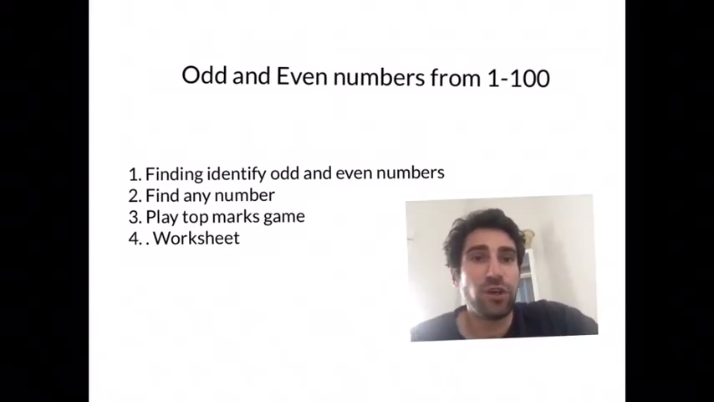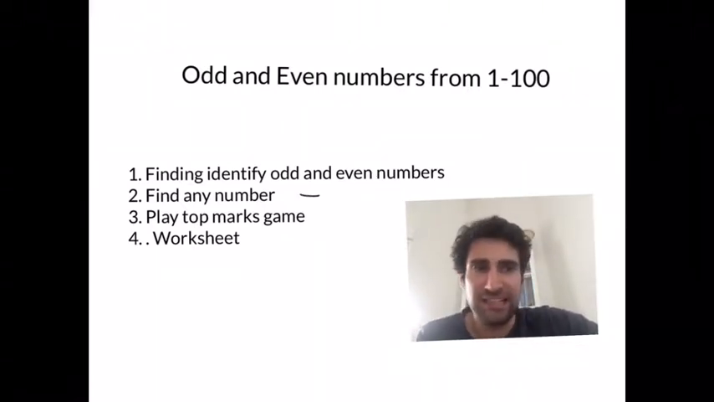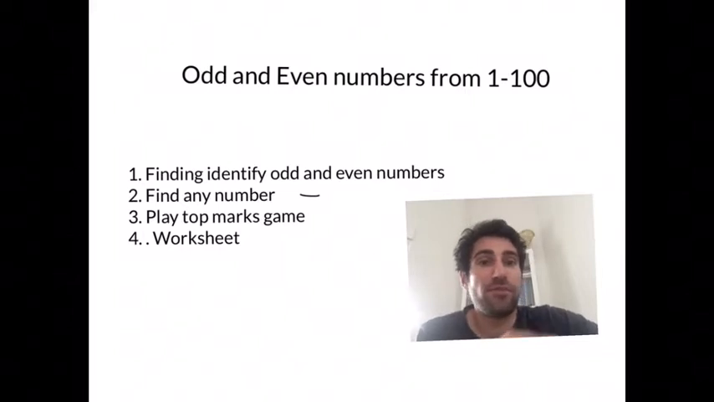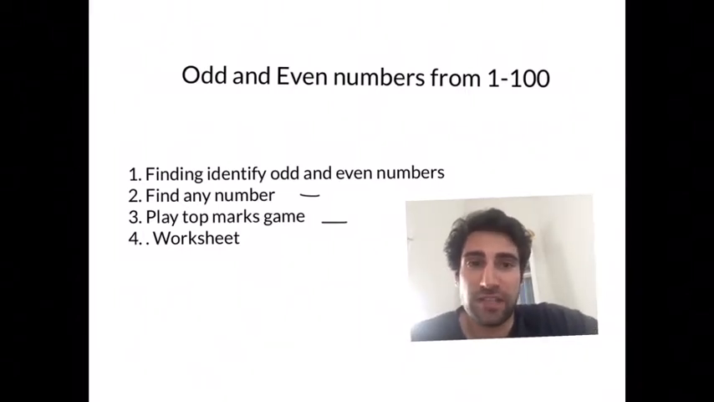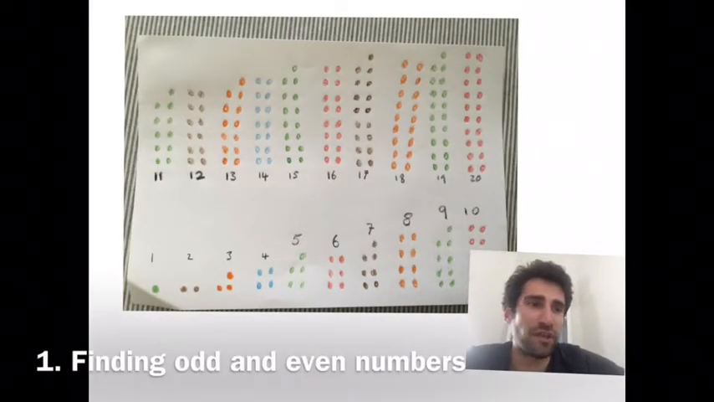So the first thing we're going to be doing is identifying odd and even numbers. The next thing is we're going to try and apply that and find any even number, an odd number on 100 square. The third task is playing a top marks game, and the fourth is the worksheet.